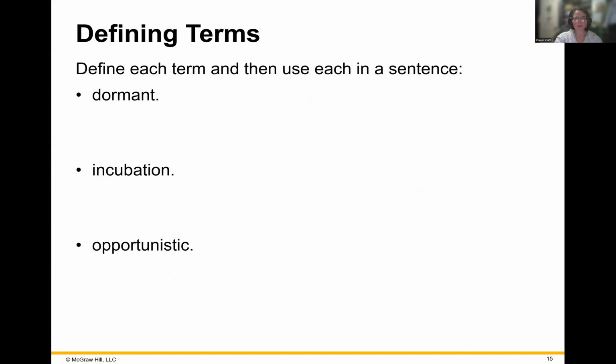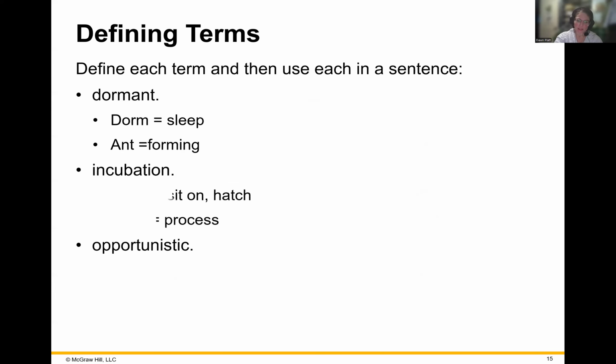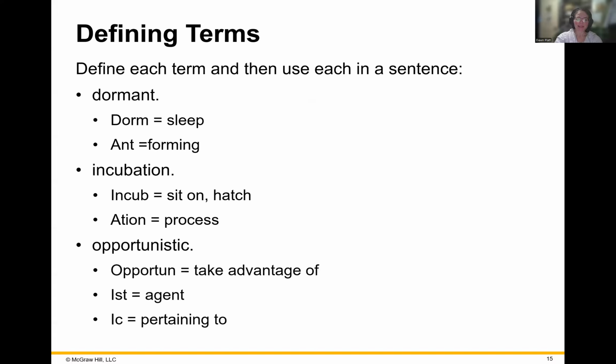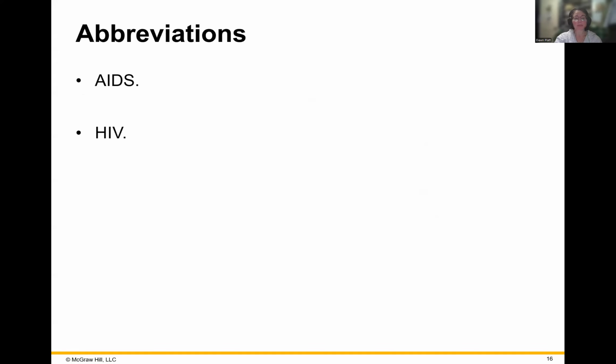Okay, a few other terms you're going to see. Dormant. That's when you've been exposed, but it's not actively causing any issues in your body. It just hangs out. Incubation. This is the time that it takes for the cell to incubate and then start growing, hatching, kind of like an egg. And then opportunistic. This is where your body's fighting off some other condition, and it could be stress, and then a secondary condition says, ooh, you're not doing so well. I'm going to attack you now as well.